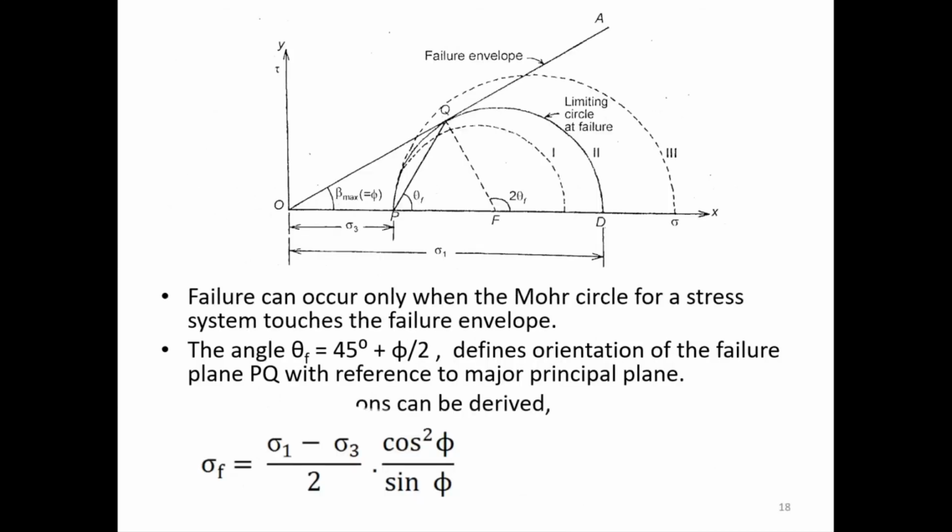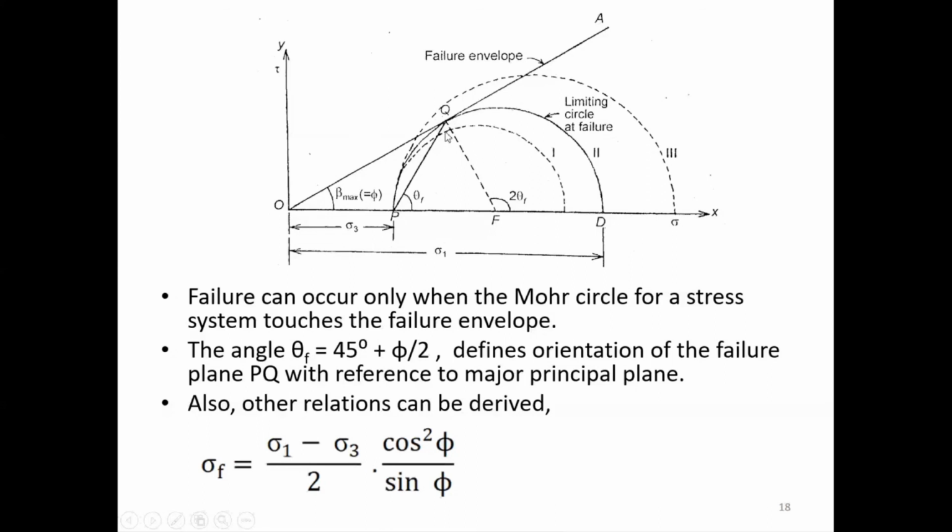So from this figure again, you can find out this angle theta f, which is nothing but 45 plus phi by 2. We saw that earlier. Theta f is equal to 45 plus phi max by 2. We saw that in the earlier figures. So this angle theta f, you can actually find out at what angle your soil is going to fail. You can find out the orientation of the failure plane PQ. This PQ represents your orientation of the failure plane, just like you saw angle BAC in that failure wedge.